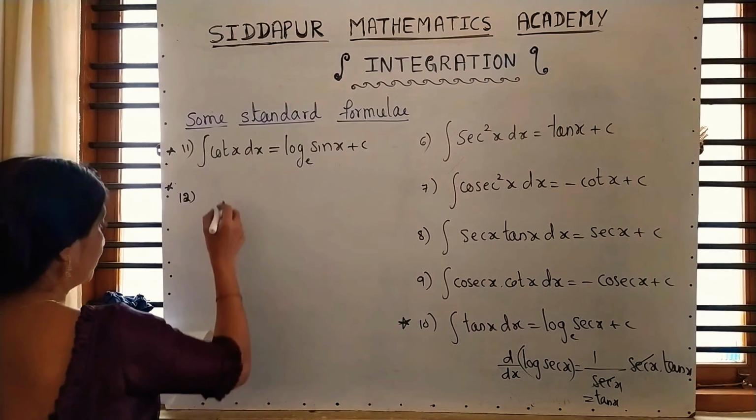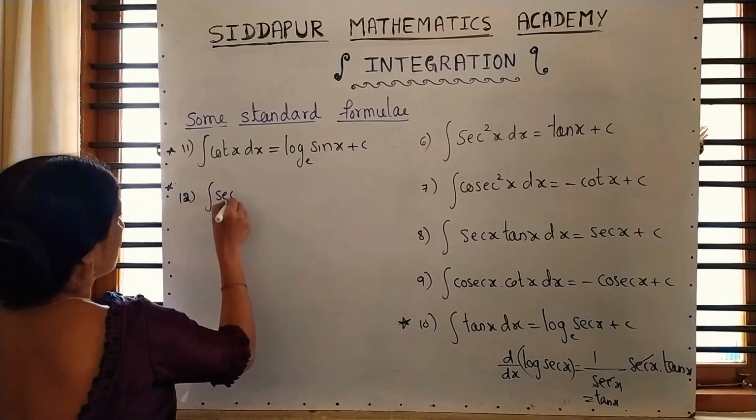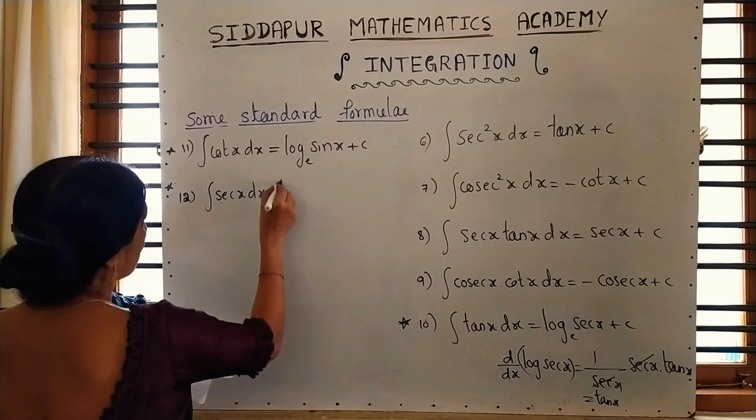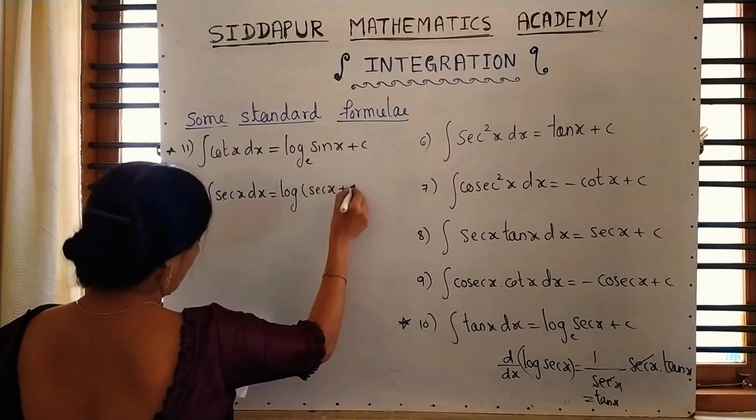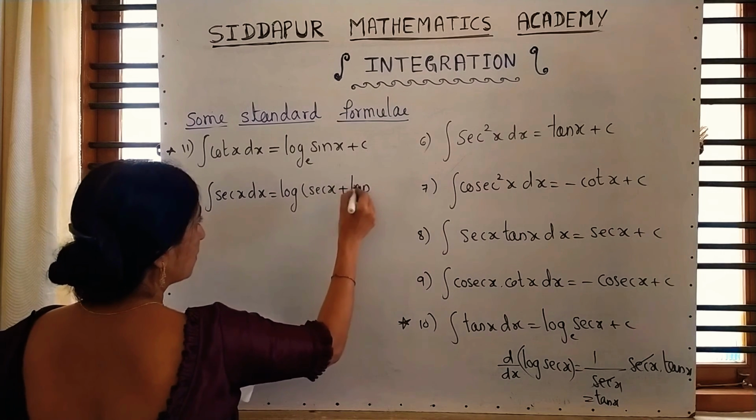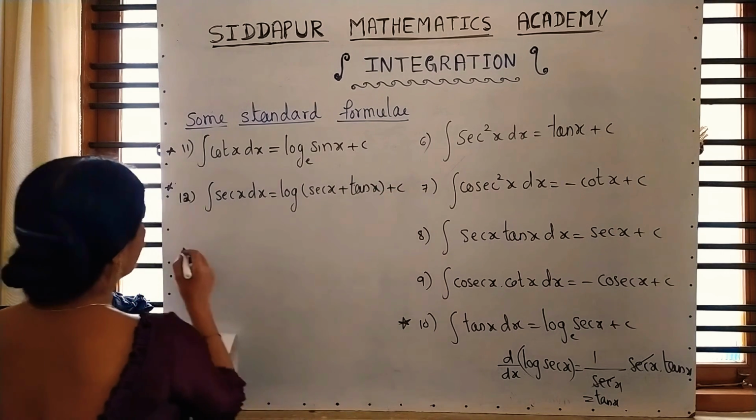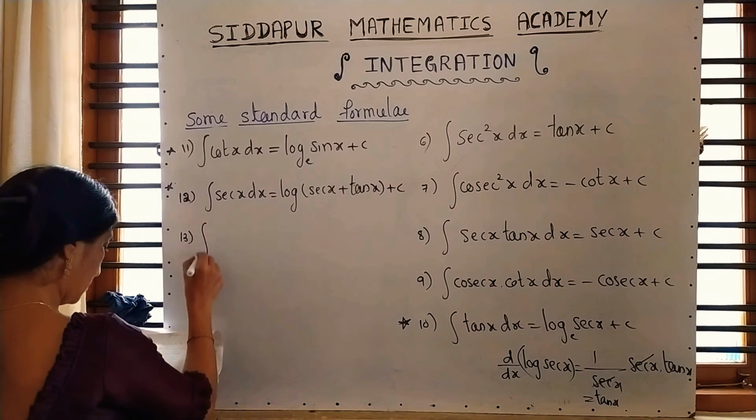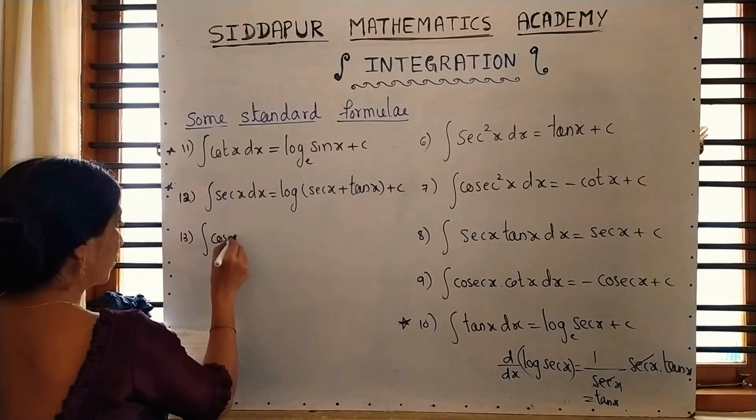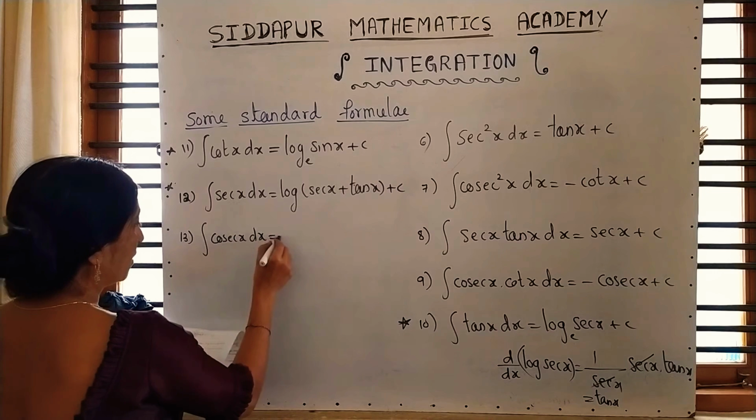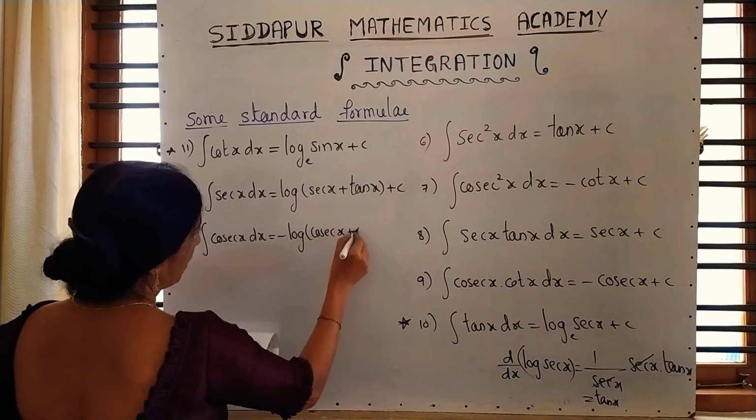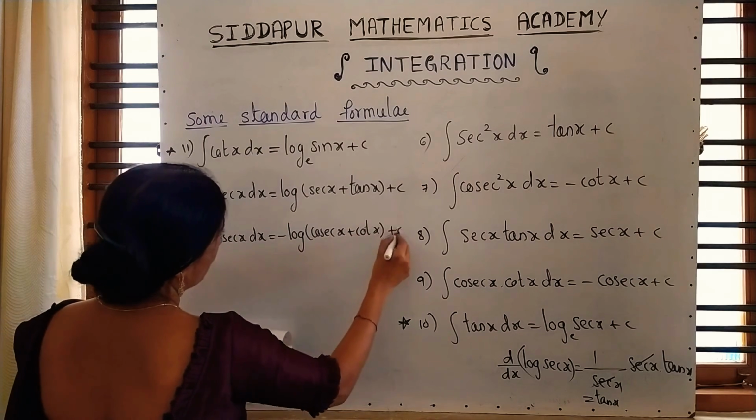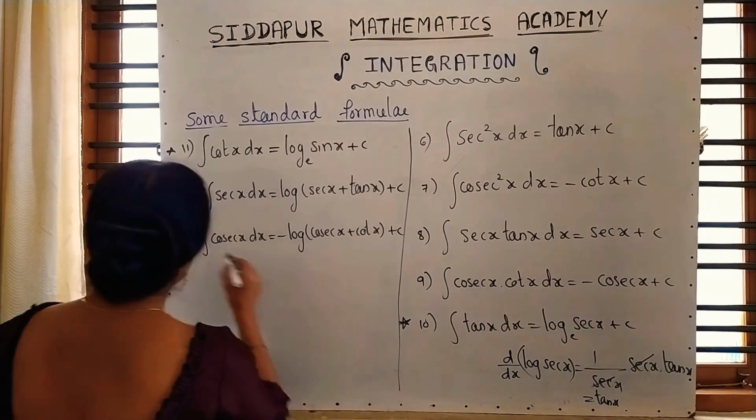Differentiation of sec x. Log of sec x plus tan x. Next, differentiation of cosecant x. It is minus log of cosecant plus cot x. This is also star mark.